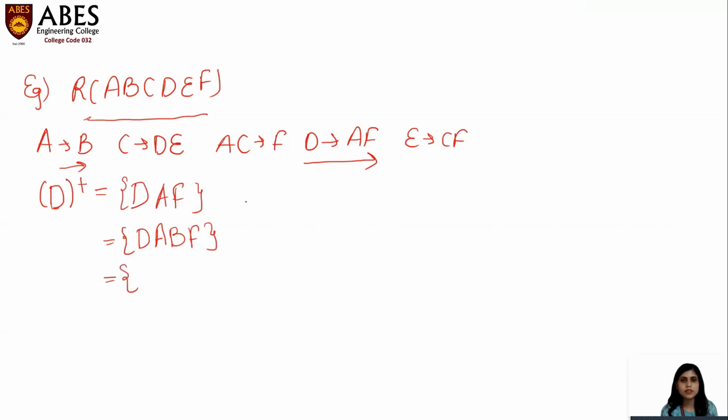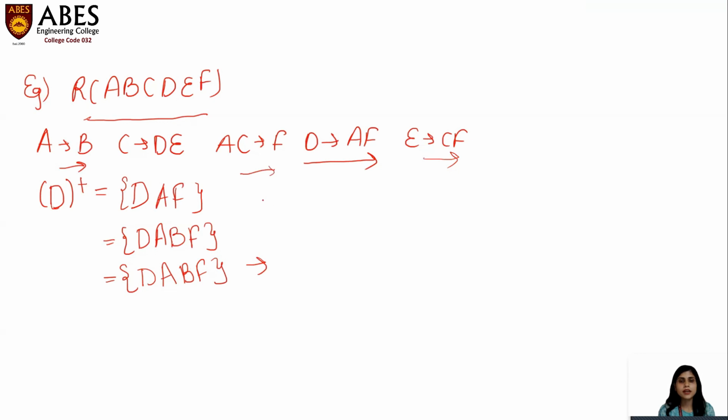Now let's check the other functional dependencies that we can use. C to D: we cannot use C because it's not there in the closure. From A to C, and from AC to F, we cannot use these either. From E to C, this also cannot be used. So we can see that the closure of D will contain four attributes: D, A, B, and F.